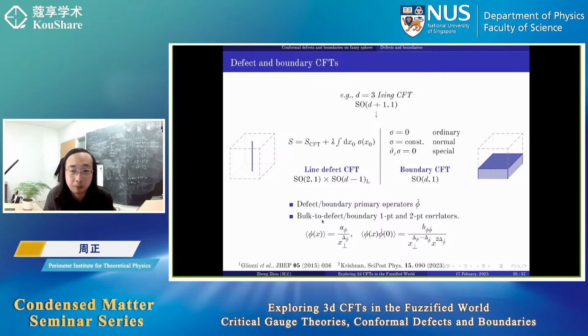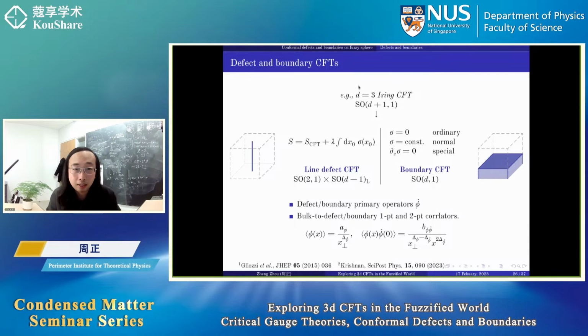OPE coefficients. And for boundaries, by taking a semi-infinite space and setting different boundary conditions on the boundary, we can get different boundary CFTs with conformal symmetry SO(d,1). There can also be boundary primaries and bulk-to-boundary 1-point and 2-point correlators.